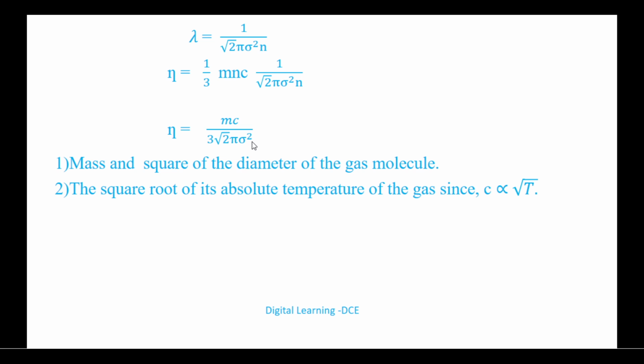From this equation, it is observed that the coefficient of viscosity is directly proportional to the mass of the gas molecule, and it is directly proportional to the square root of the absolute temperature, since c is the average velocity, and this average velocity is directly proportional to the square root of the absolute temperature. Hence eta, that is the coefficient of viscosity, is also directly proportional to mass and square root of absolute temperature, and it is inversely proportional to the square of the diameter of the gas molecules.